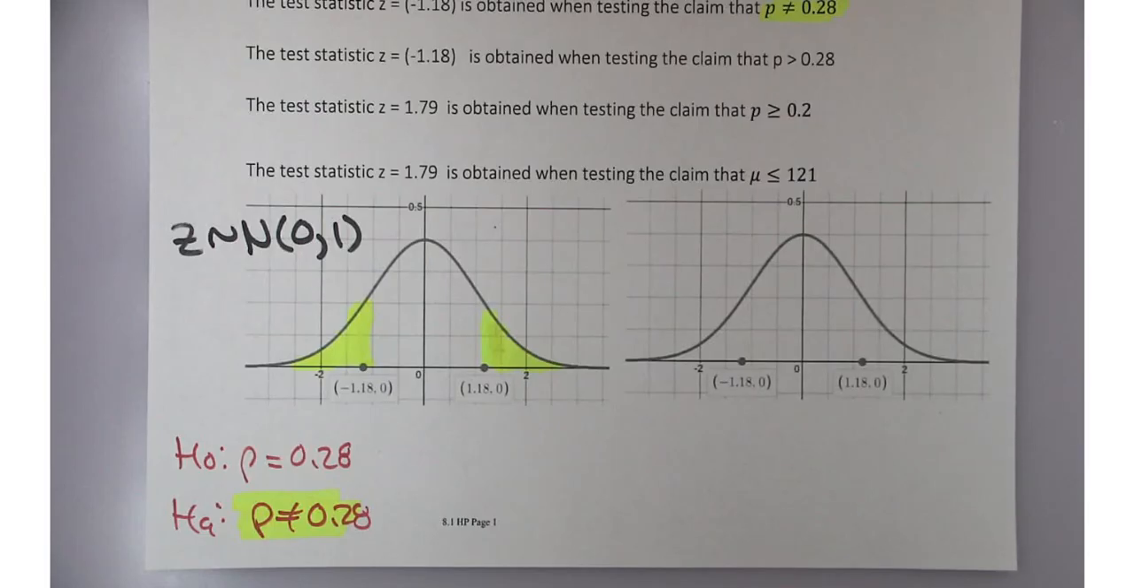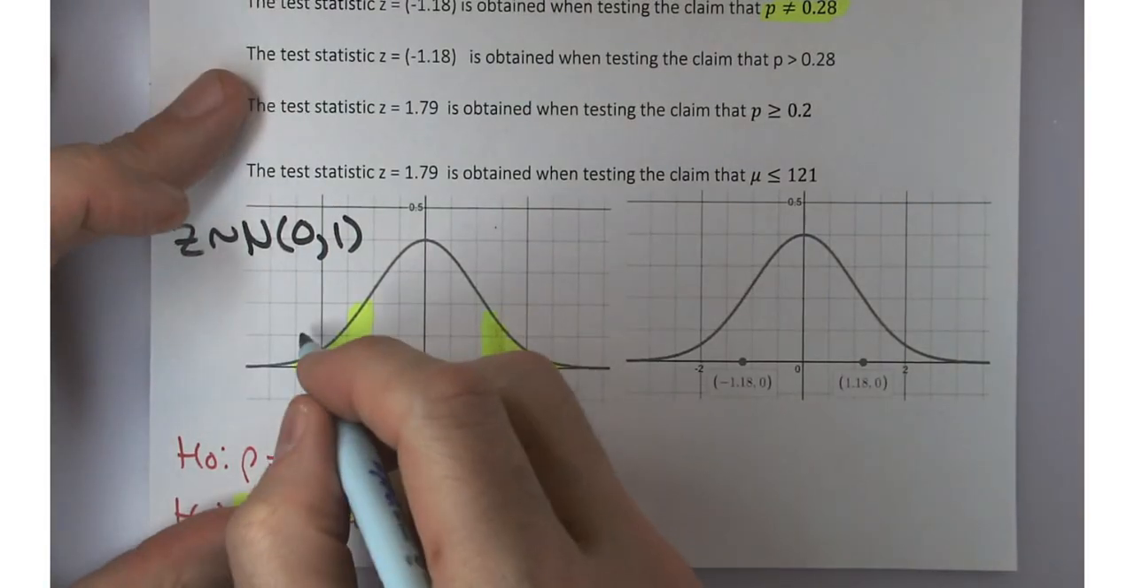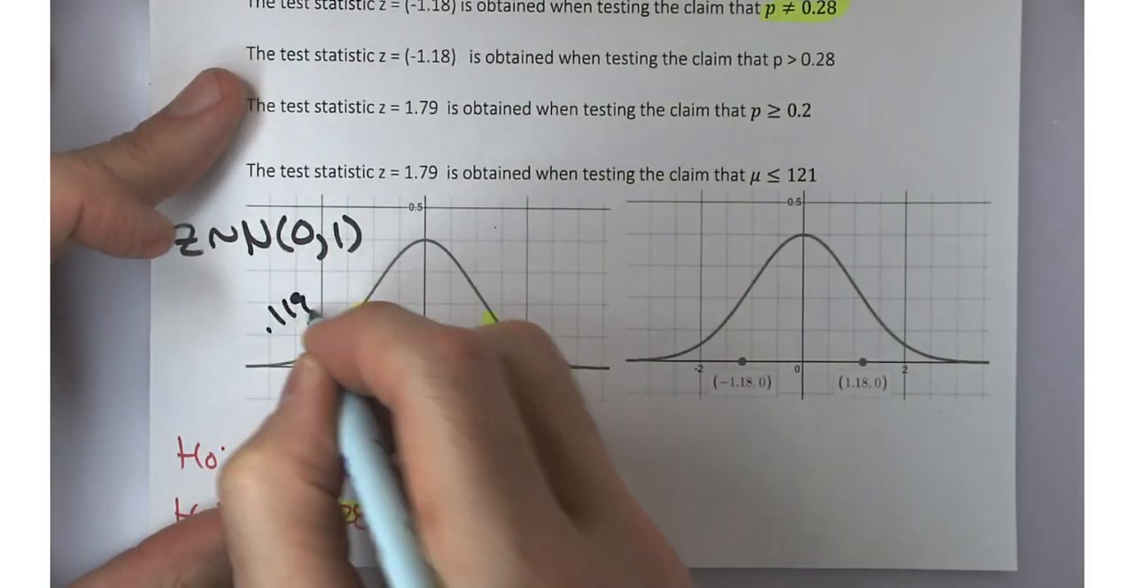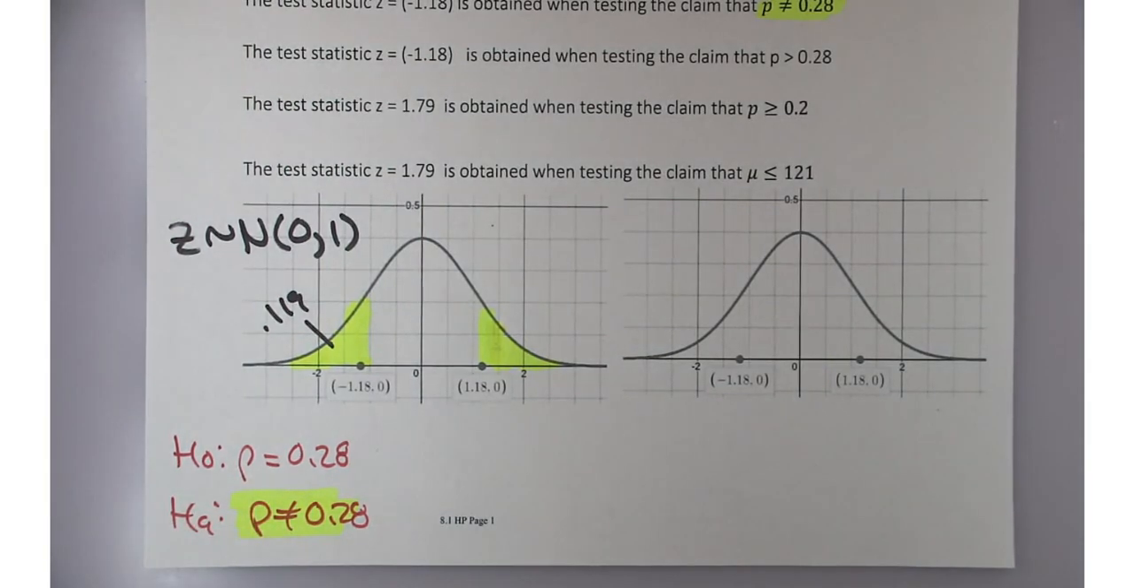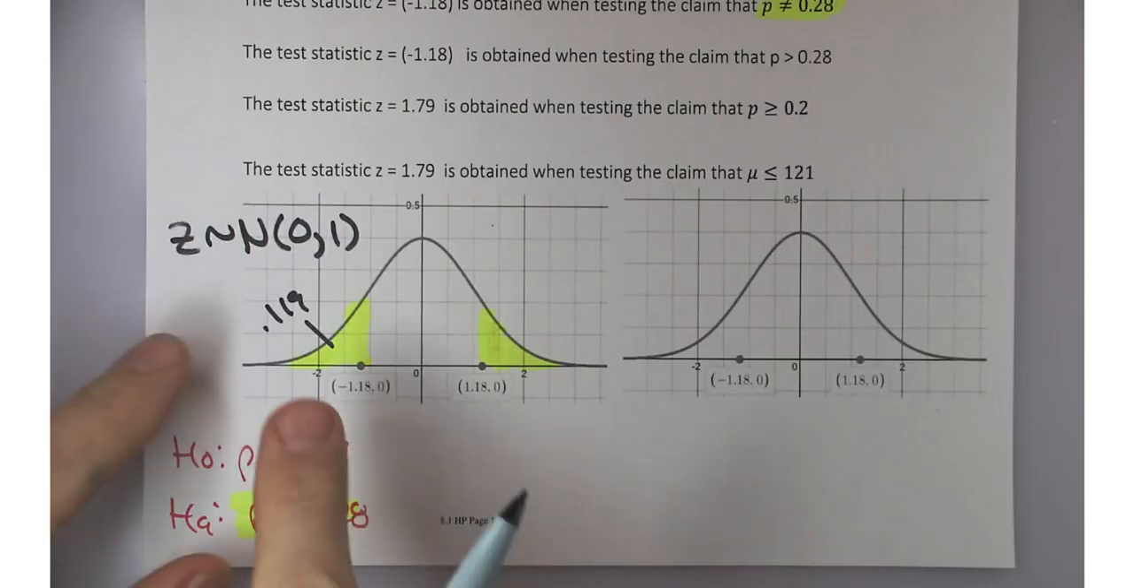So what's on the left would be 0.119. The area to the left is 0.119. Is that my p-value? Alex? Sorry, well, it's half of yours. Ah, it's half of your p-value. You want both of these areas.